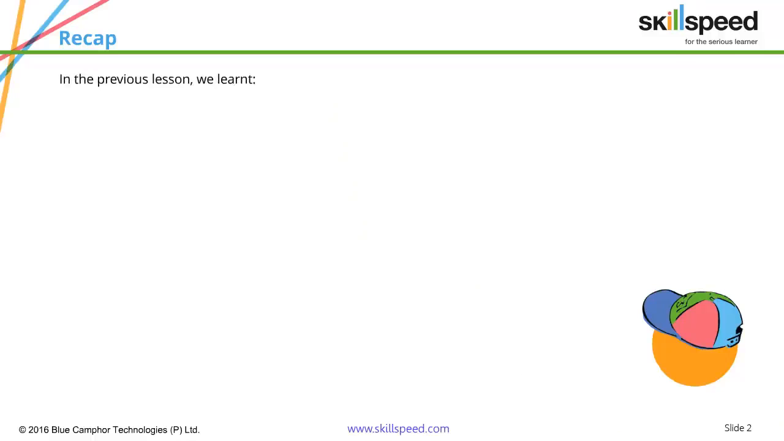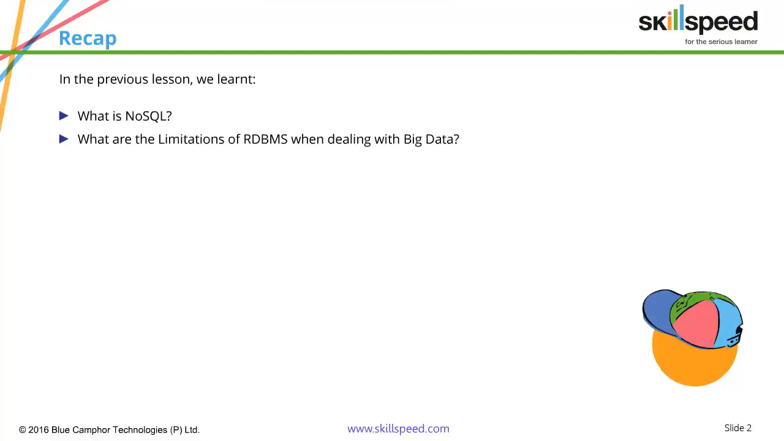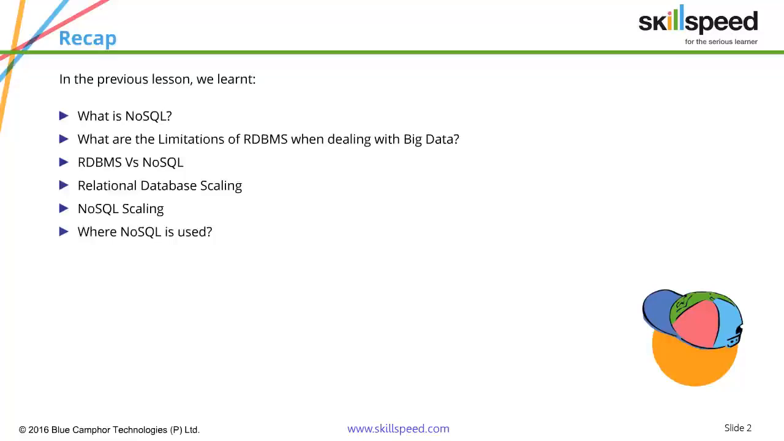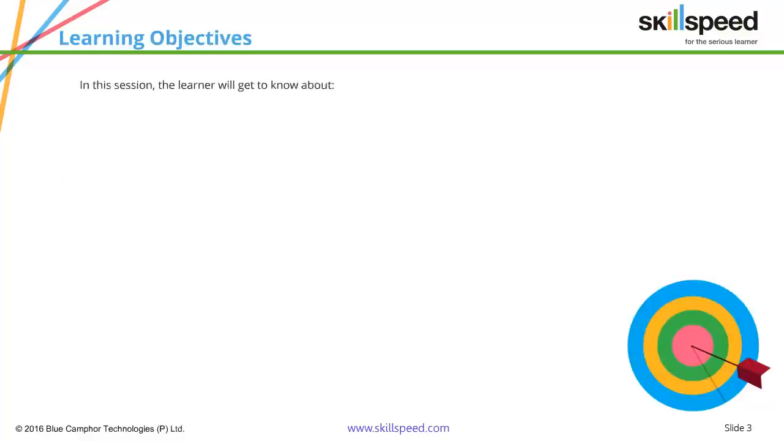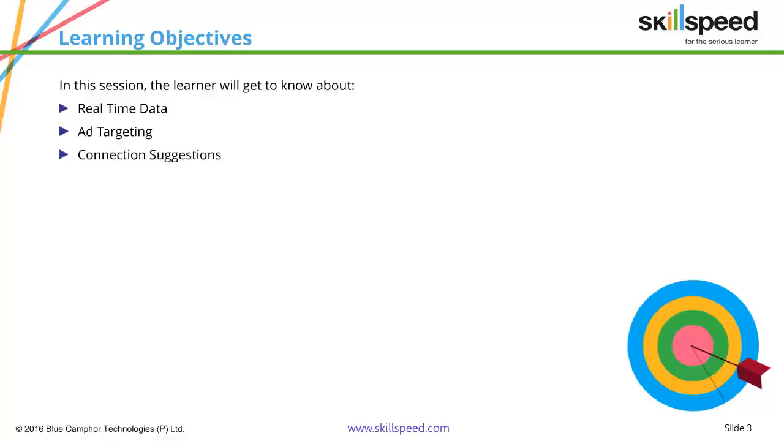Before we proceed with the lesson, let's have a quick recap of the previous lesson. In the previous lesson, we learned what is NoSQL, its history, its comparison with RDBMS, and the scalability comparison, as well as where NoSQL is exactly used. In this lesson, we will be learning what are some of the real-time scenarios where NoSQL databases are used, and what are the characteristics needed for a solution such as HBase to give a result in such situations.